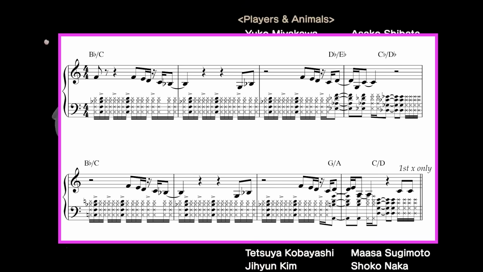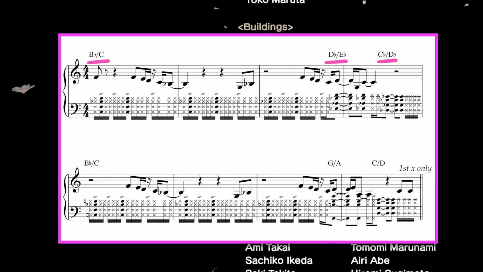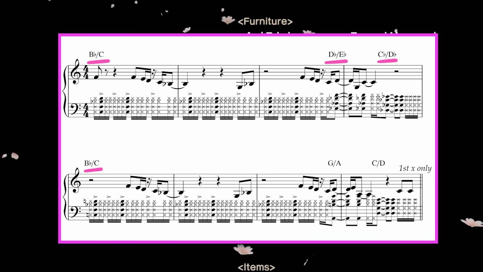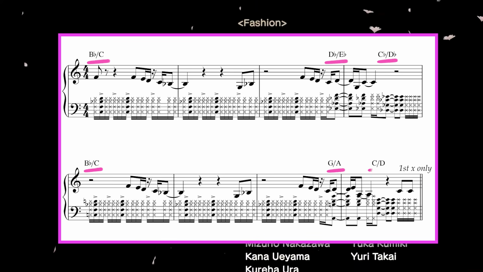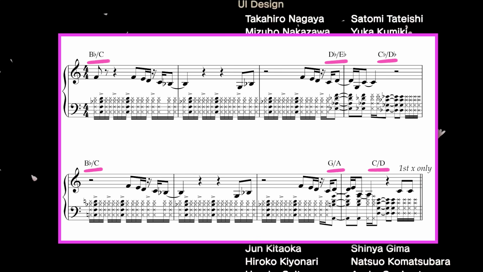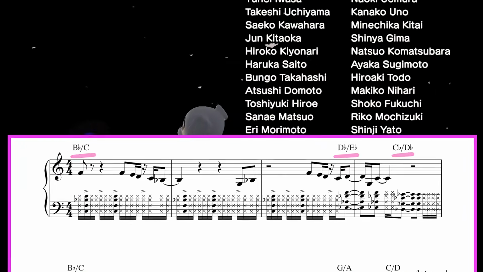We start by grooving out on a B flat over C chord, then jump to D flat over E flat and C flat over D flat chords before settling back down to B flat over C. Later on, we jump to G over A and C over D chords, totally different and tonally distant chord moves, but all using the same sus chord structure.